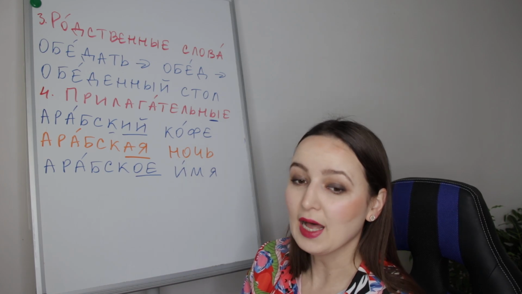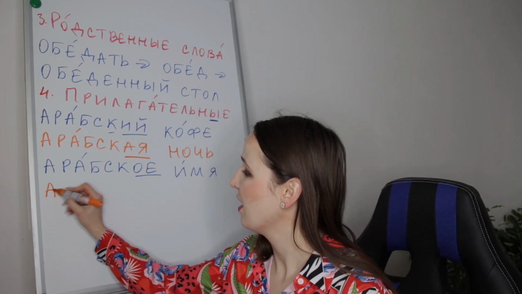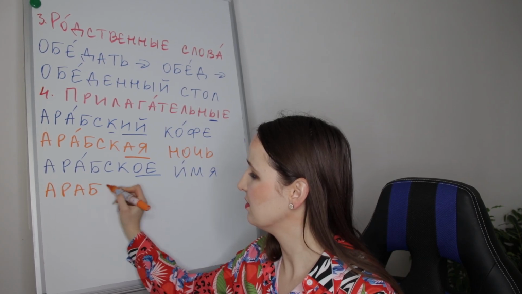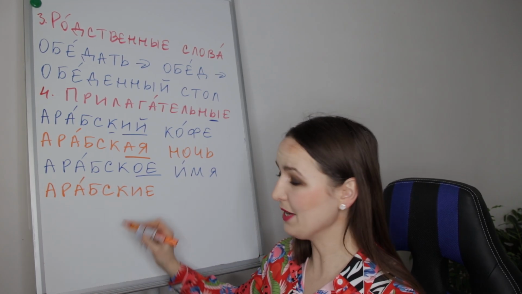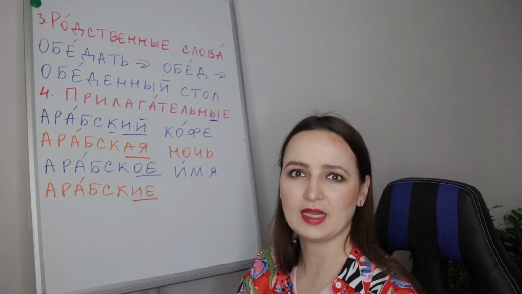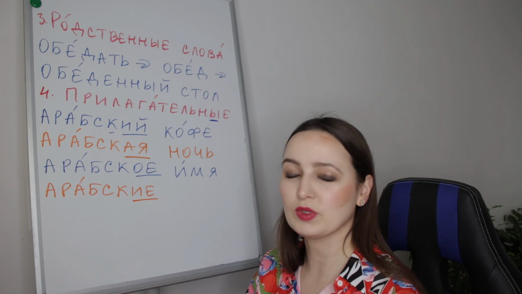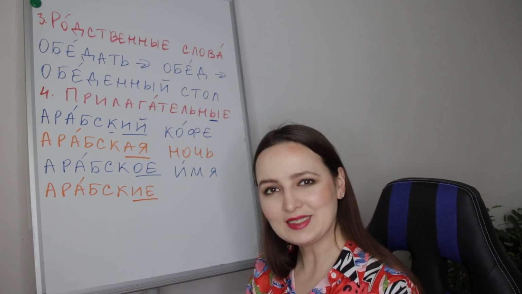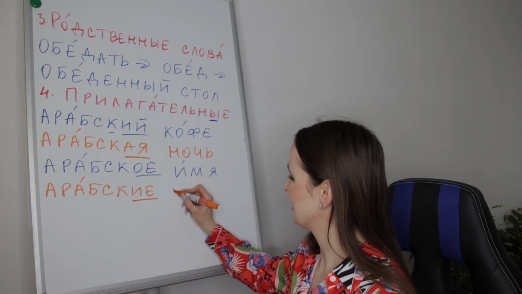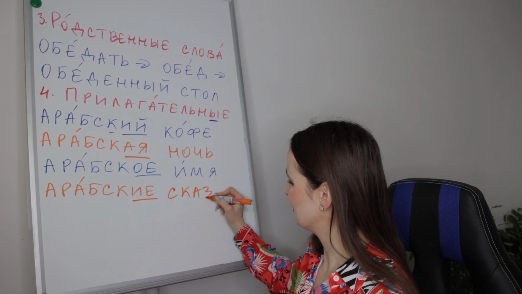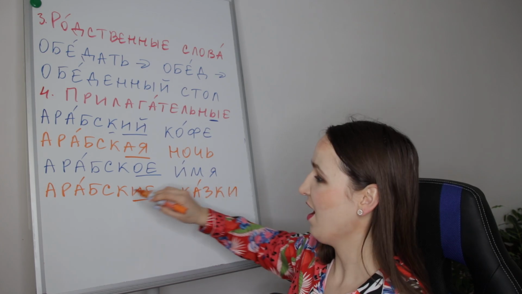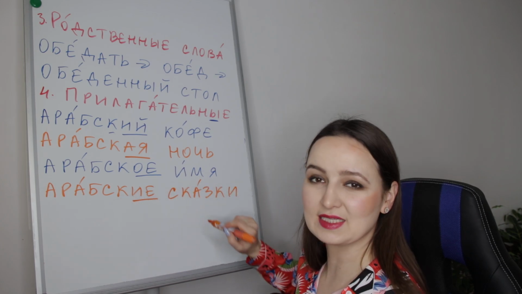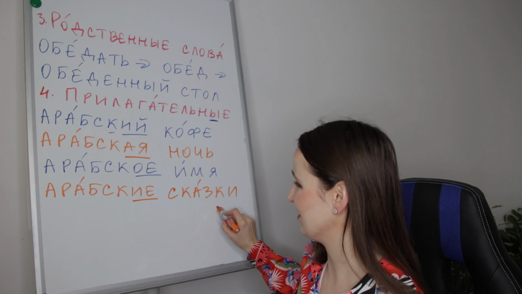And now plural. Арабские. Ie. An ending for plural. And here we need a noun in plural. Let's say сказки. Fairy tales. Арабские сказки, Arabic fairy tales.